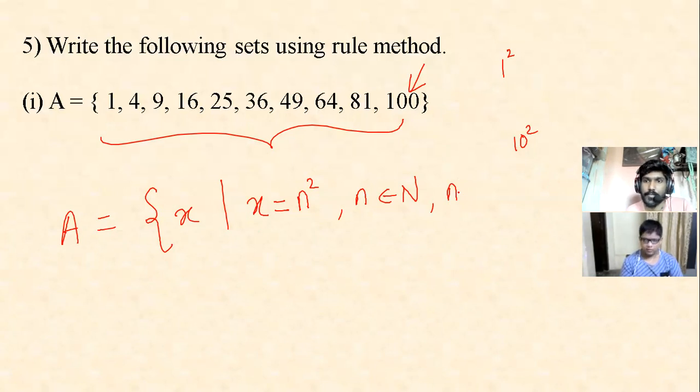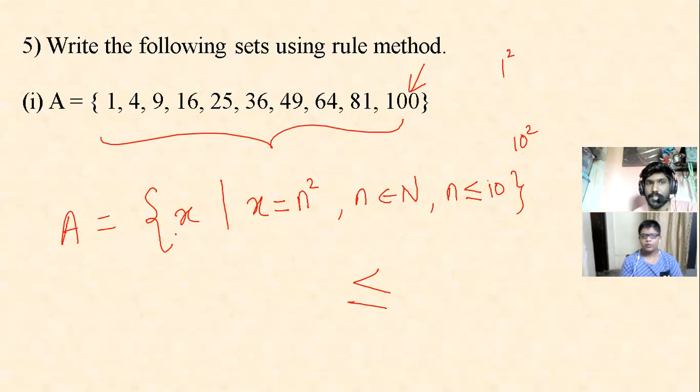But which is the maximum? 10. So n is lesser than or equal to 10. I hope you know this sign, lesser than equal to. Yes, sir, I learned it. So lesser than equal to 10 means the value of n is 1, 2, 3, 4, 5, 6, 7, 8, 9, and 10. Can it be 11? No, sir, it cannot be 11.